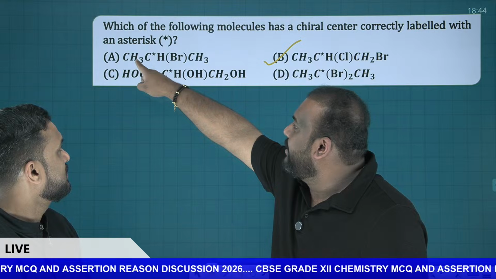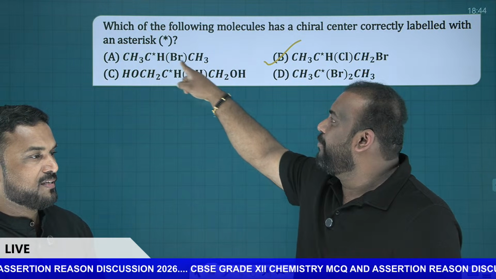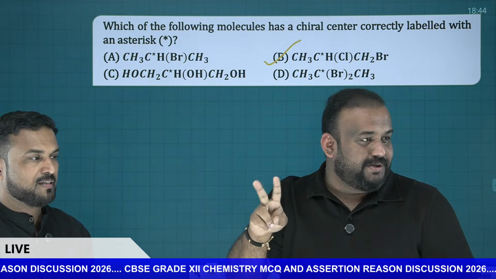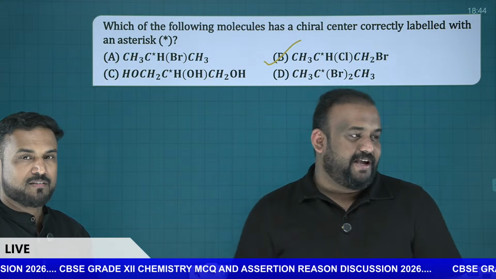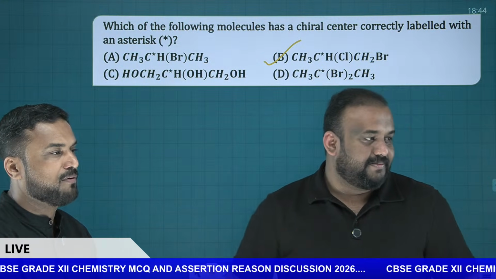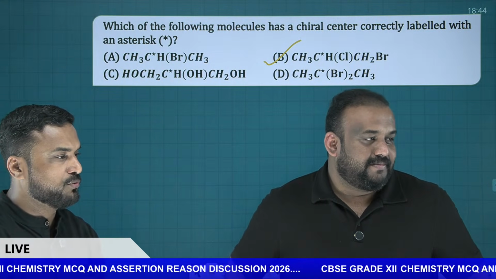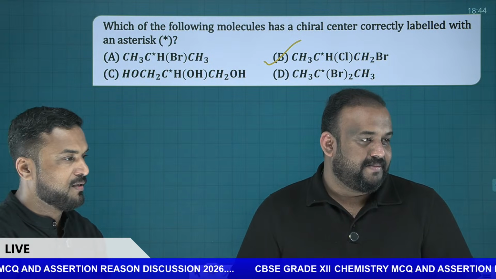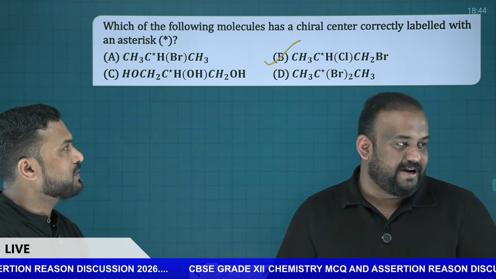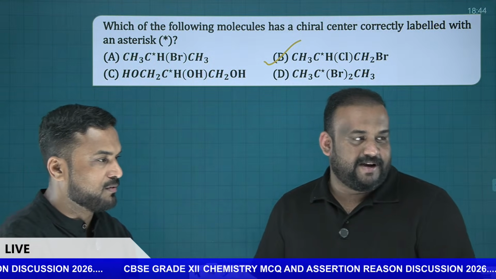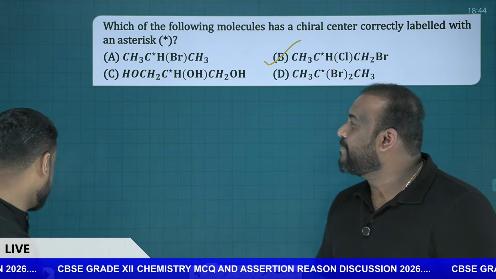In A, you can see that there is a CH3 group and another CH3 group attached to the carbon. So they are two similar groups. CH3s are the same, so that carbon is not asymmetric. Symmetry will come if two groups or two atoms are the same. So now it is clear. The correct answer is option B. Okay, we'll go to the next one.